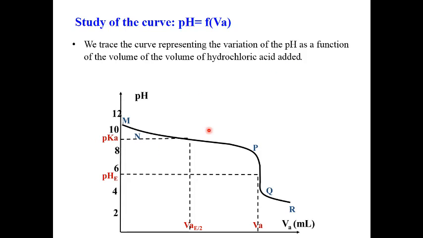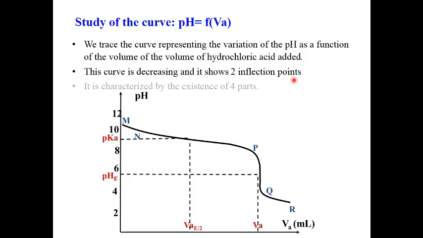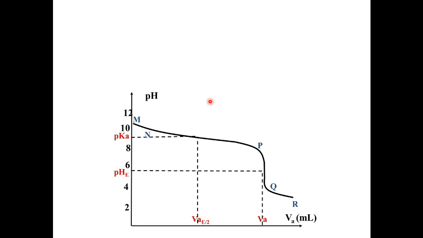This is the curve, which is made up, as you can see, of 4 parts. It is decreasing, and it shows two inflection points and 4 parts. It is exactly like the curve of the titration of a weak acid with a strong base, but there the curve was increasing. In all cases we have 2 inflection points and 4 parts.